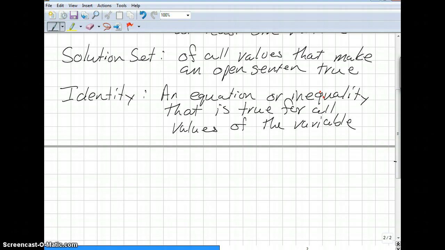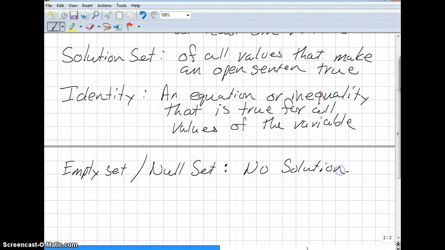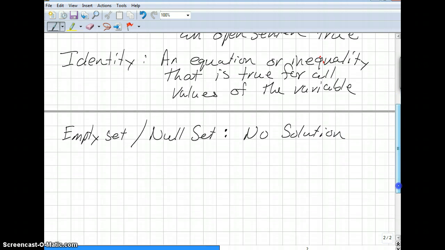Then we have what's called the empty set, also known as the null set. And it is just what it says. It's a set with nothing in it. So this is when we have no solution. That's when no value that we would put in would work.